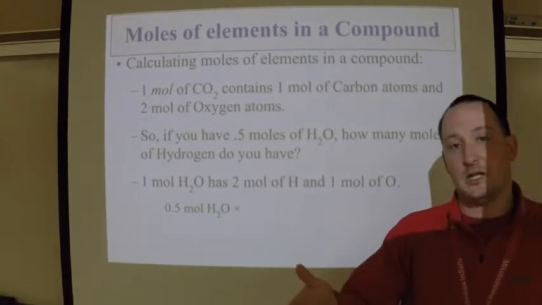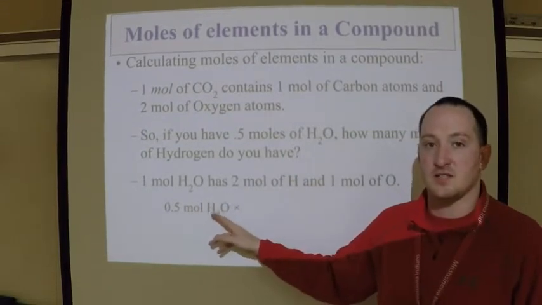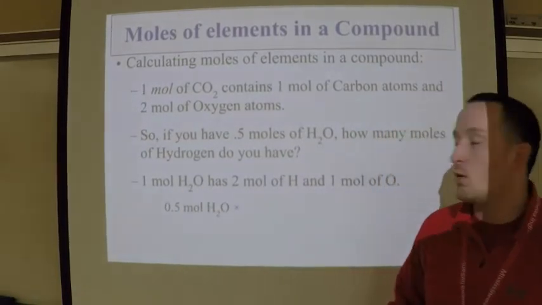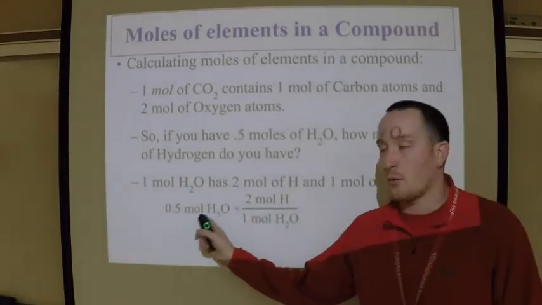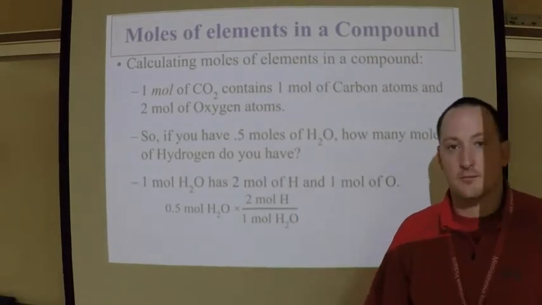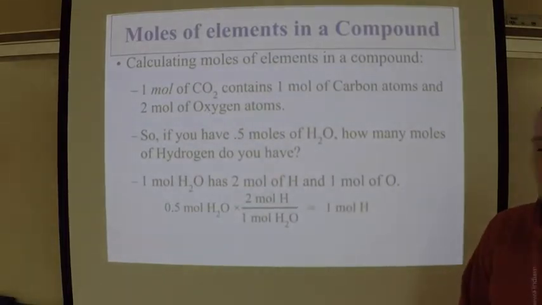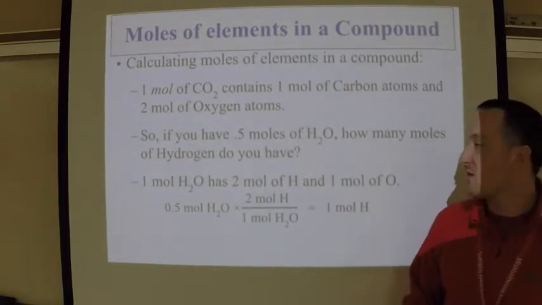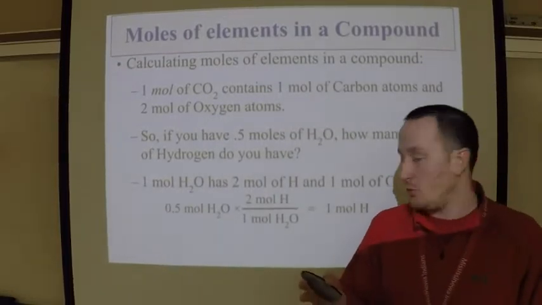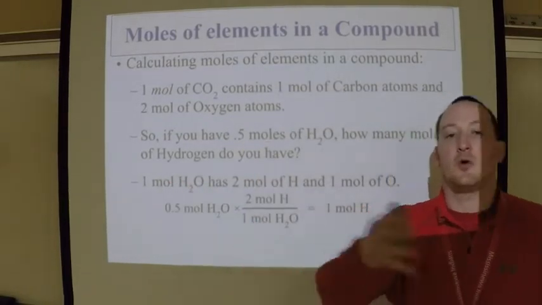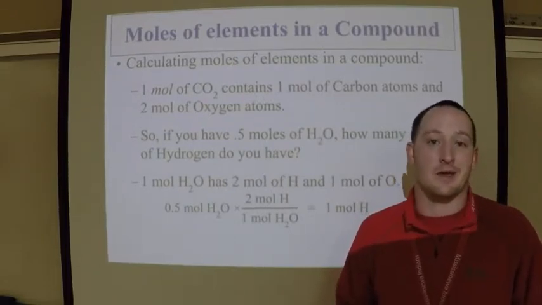1 mole of H2O equals 2 moles of hydrogen. Because I have moles of H2O as my starting unit, I'm going to put my 1 mole of H2O on the bottom and my 2 moles of H on the top. Notice how my moles of H2O and moles of H2O will cancel out. So I would end up doing 0.5 times 2, which gives me my moles of hydrogen, which would be 1 mole. Okay? Fairly simple idea. Basically, you take the moles of your compound, and you multiply it by the subscript of the element that you're trying to find in that compound. Okay?